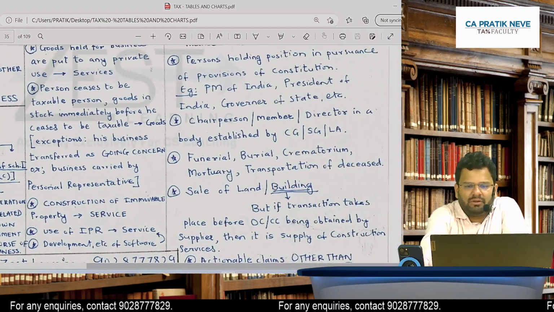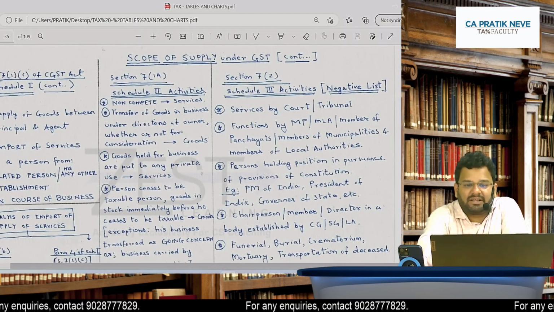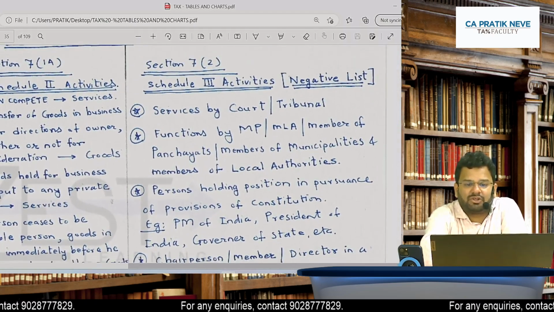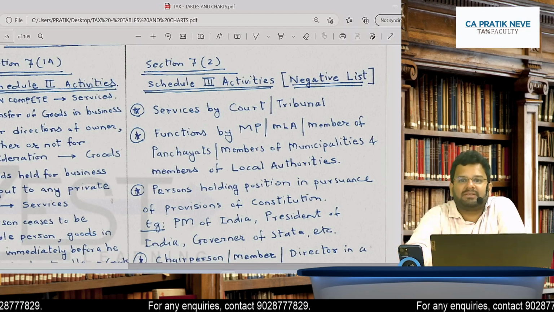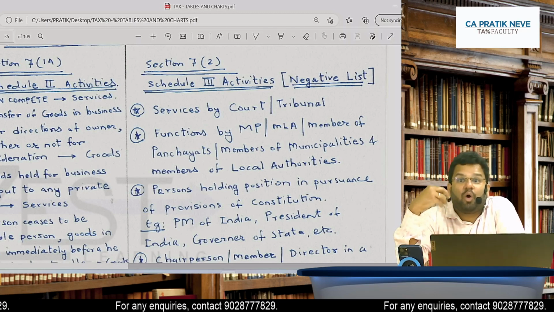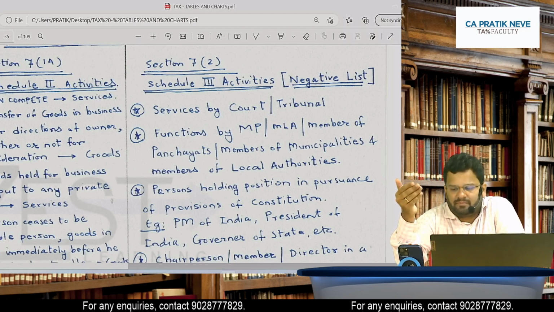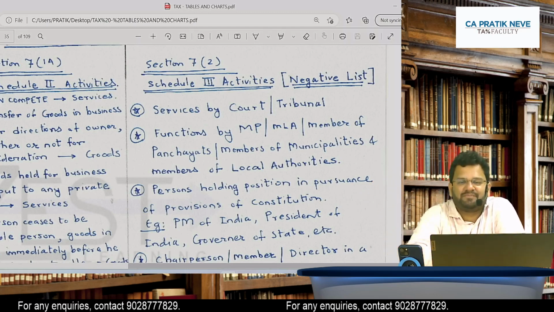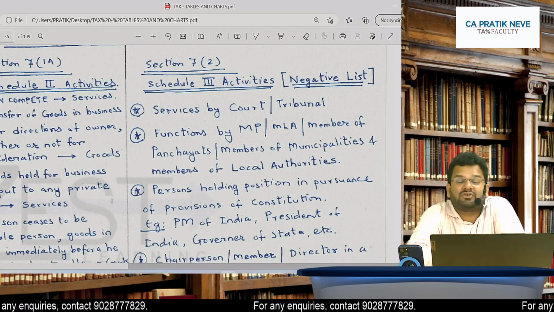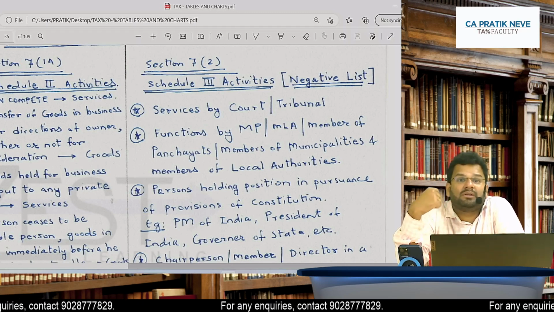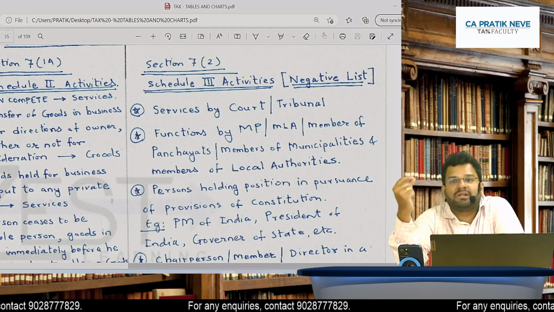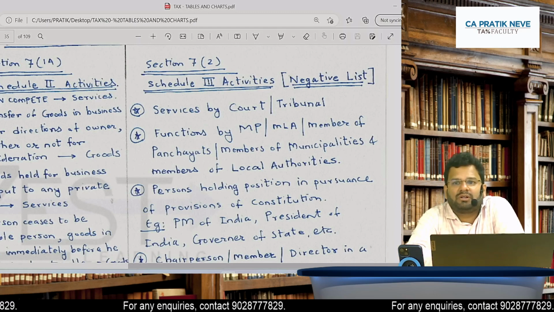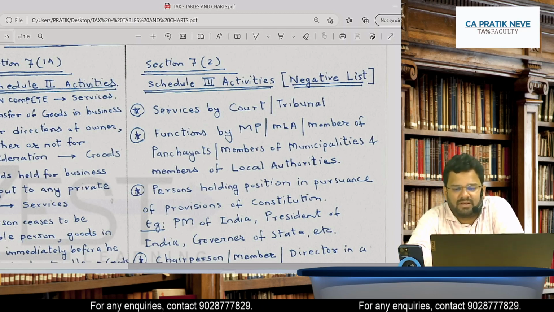Now schedule number 3, rather section 7 subsection 2. What is section 7 subsection 2? Section 7 subsection 2 talks about what is not supply. Neither supply of goods nor supply of services. So for that, government asks us to go to schedule 3. So totally how many schedules are connected with section 7? Totally 3 schedules are connected with section 7.